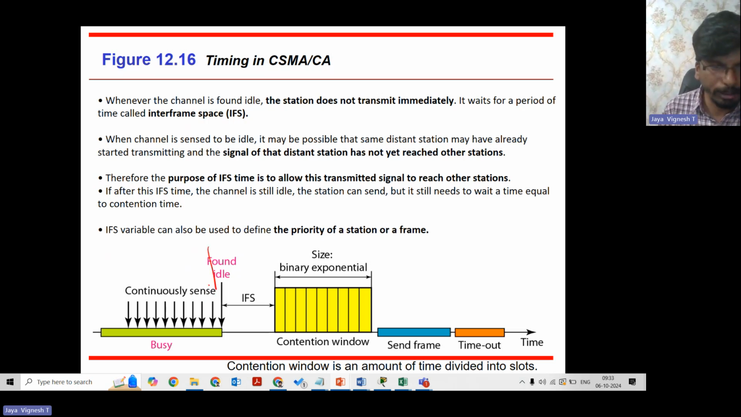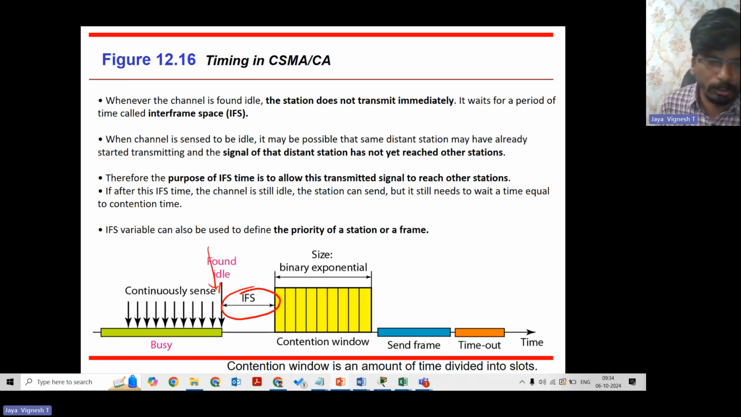But as soon as the medium becomes idle, they're not going to transmit immediately, unlike your one-persistent station. And unlike a non-persistent approach, they're not going to do that either. But like P-persistent, they're going to wait for a period of time, which is called the IFS period.